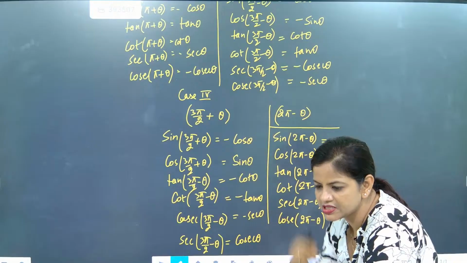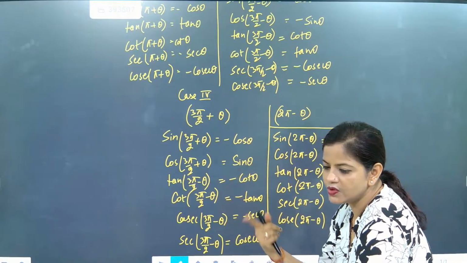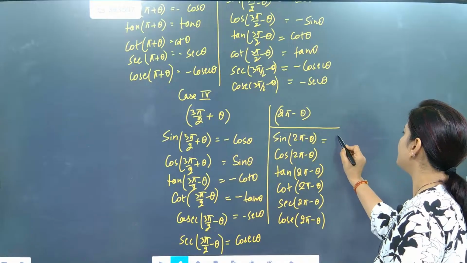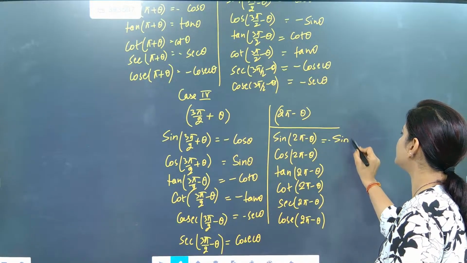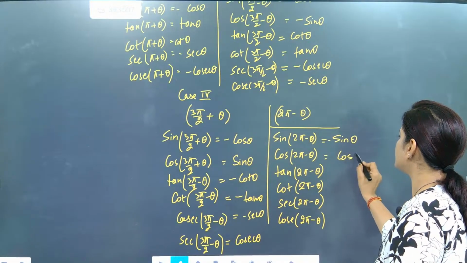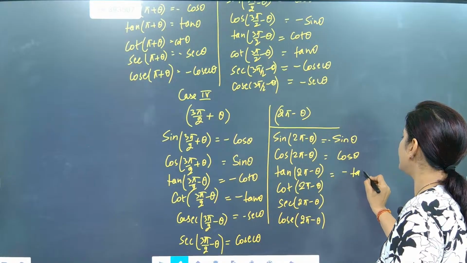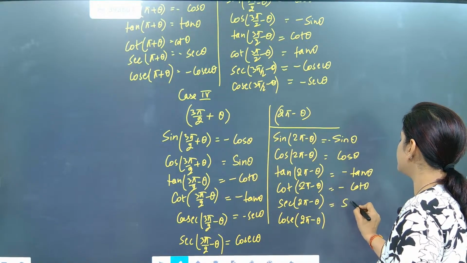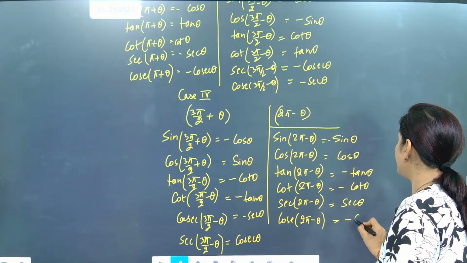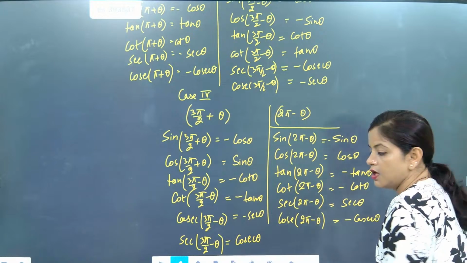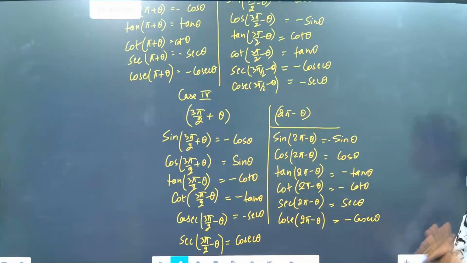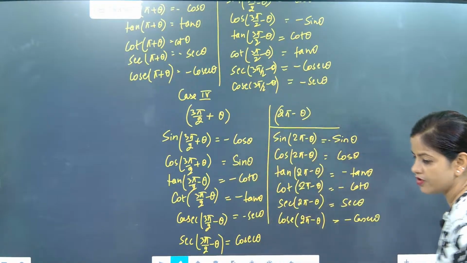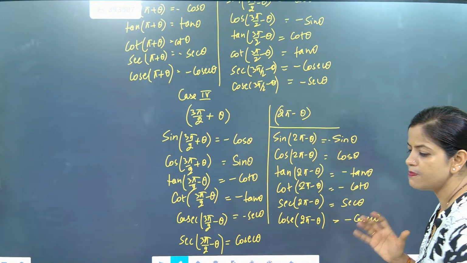Since a 2 pi multiple is there, a pi multiple is there, sine of 2 pi minus theta will be exactly minus sine theta. Cos will be cos theta only. This will be minus tan theta, this will be minus cot theta, this will be secant theta only, and this will be minus cosecant theta. Oof, all the 6 trigonometric ratios for the 4 quadrants are over. So this is the basics.